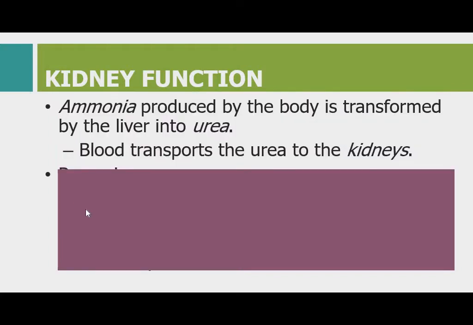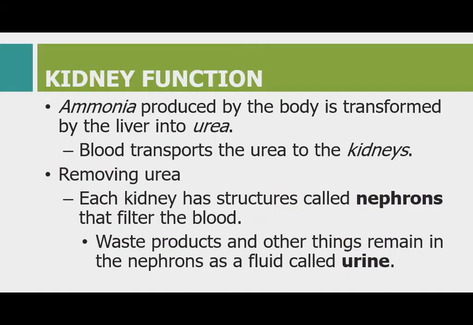Okay, some of the functions our kidneys have. One, our body makes ammonia in the liver, and that ammonia gets turned into urea. Blood transports that urea to the kidneys, so the kidneys are filtering the urea out of the blood. It's important that our kidneys are functioning well, because if not, that supply builds up and becomes very dangerous or toxic to us, life-threatening.